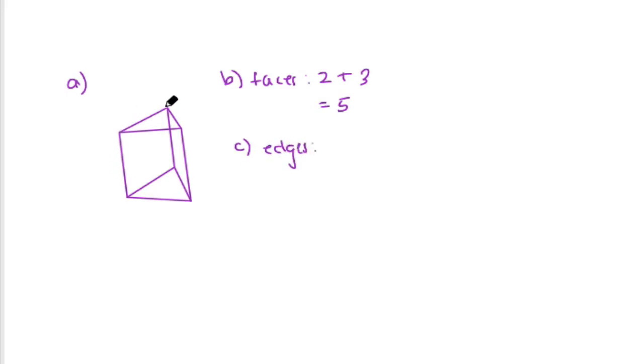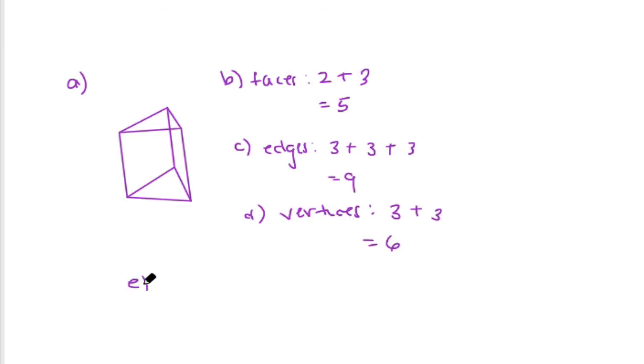The number of edges, we see 1, 2, 3 there on the top, 1, 2, 3 on the bottom, and then 1, 2, 3 going up and down. So we get 9 in total. Next, we want to find the number of vertices. So we see 1, 2, 3 on the top, on the corners, and 1, 2, 3 on the bottom. So we get 6 vertices in total.